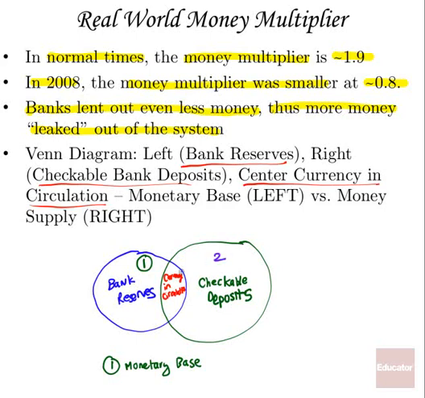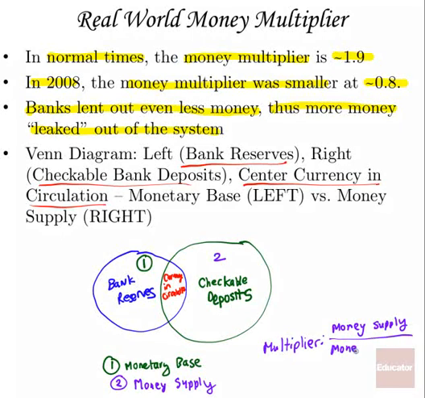And this area plus the currency in circulation, that is going to be the money supply. And the multiplier is going to be the ratio of the money supply over the monetary base. So again, in normal times, maybe 1.9, so the money supply would be nearly 2 times the monetary base. To give you an idea of how bad things were during the Great Recession of 2008, the money multiplier was smaller, meaning that it was less than 1.